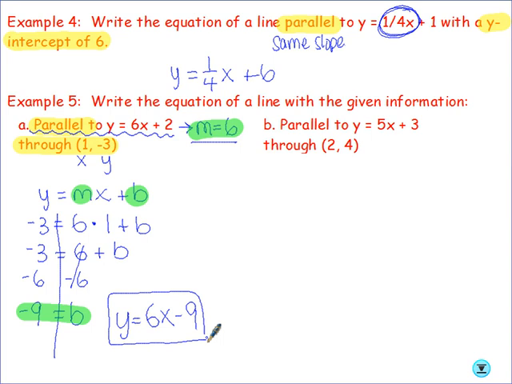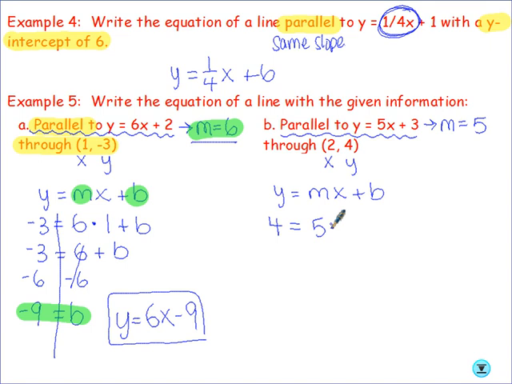Okay, so let's see how you did. Again, this stuff right here helps us to find m. Parallel means keep m the same, so m is 5. We also have x and y, so let's use our equation. Y is 4, m is 5, x is 2. Keep the 4.